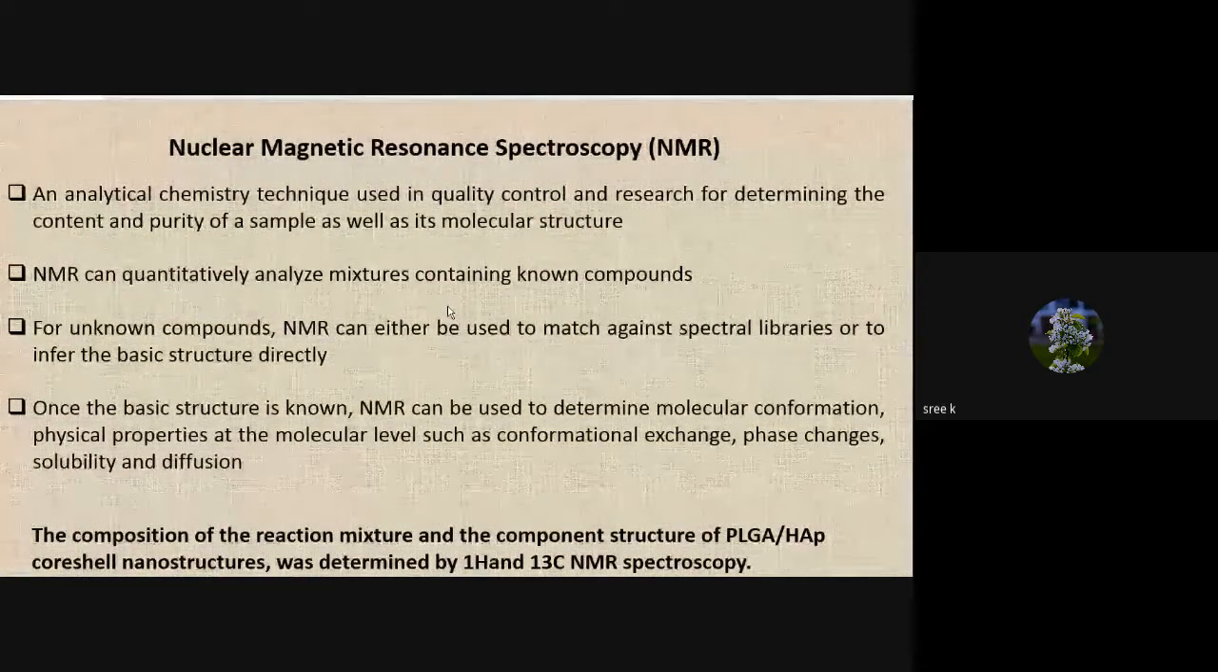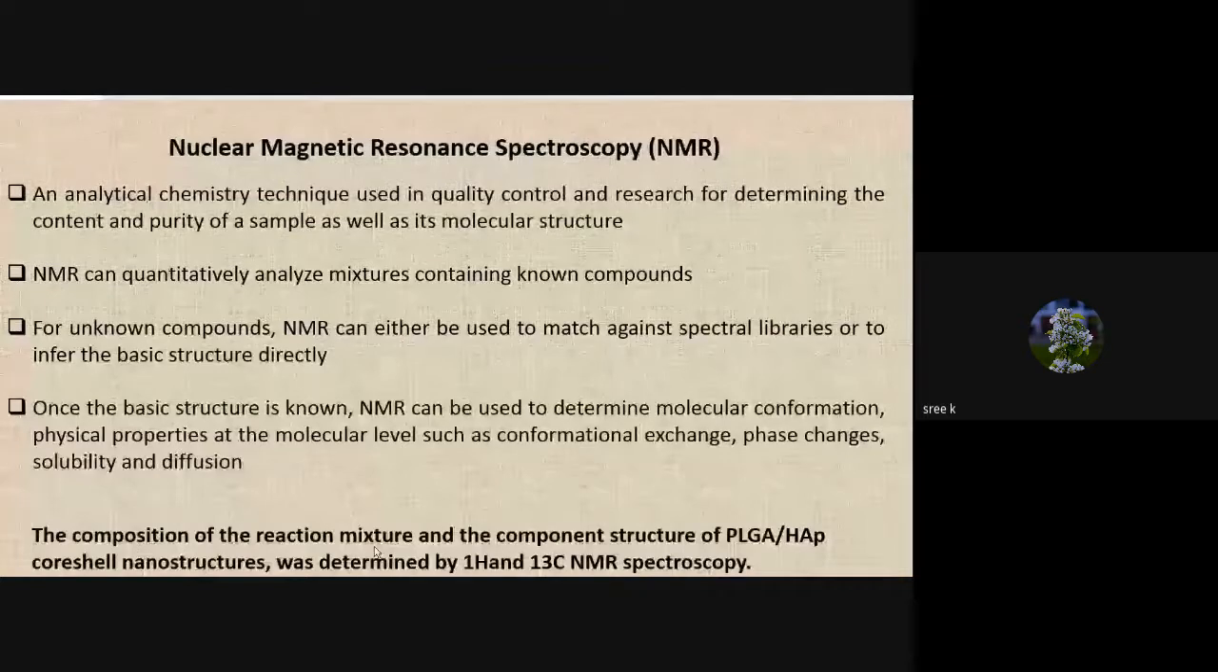in that case you can use the NMR spectrum, where most of the time NMR is used for the chemical shift of the compound. So for a known compound, NMR can either be used to match against spectral libraries or to infer the basic structure directly. Once the basic structure is known, NMR can be used to determine the molecular conformation and physical properties at the molecular level, such as solubility and diffusion.